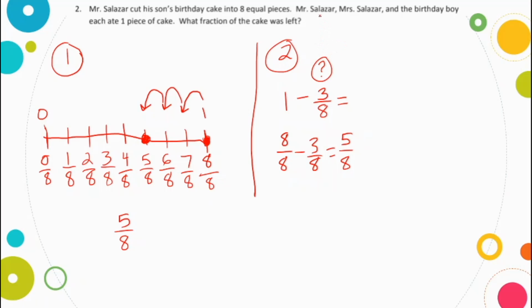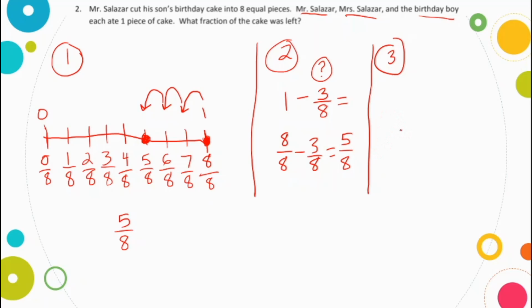Now you may be asking, well, where did we get the 3 8ths? Well, we got it because Mr. Salazar, Mrs. Salazar, and the birthday boy each ate 1 piece of cake. So that's 1 out of 8, 2 out of 8, and 3 out of 8. Alright, so now our last strategy we're going to look at real quick is adding up. So for this third strategy, we will be adding up.